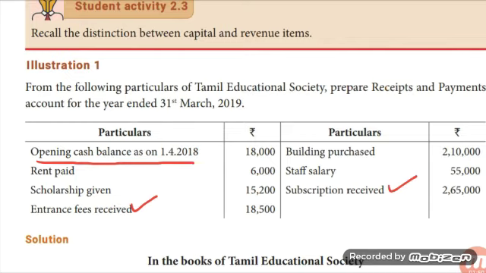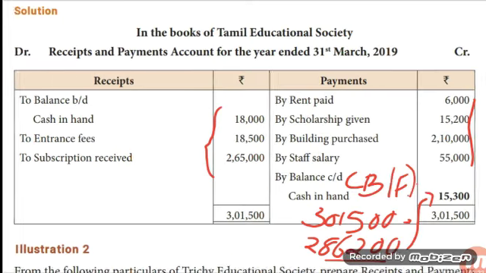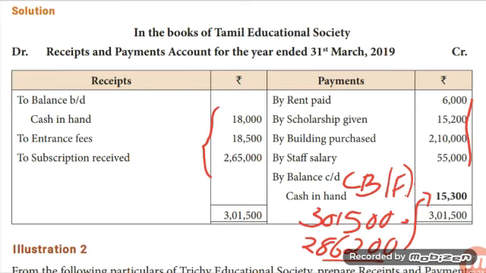Okay children, what are the debit side items? To balance brought down 18,000, to entrance fees received 18,500, then to subscription received 2,65,000. Then enter all payments on the credit side. How? By rent paid 6,000, by scholarship given 15,200, by building purchase 2,10,000, by staff salary 55,000. Now we have entered all receipts and payments in the receipts and payments account.